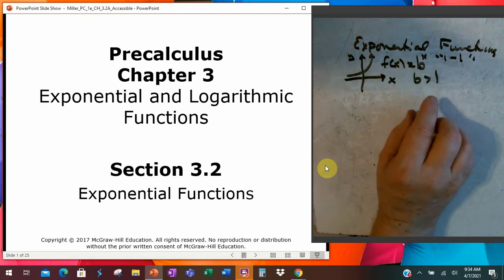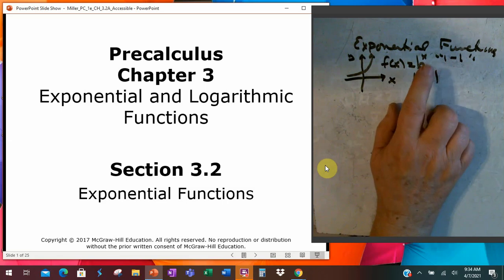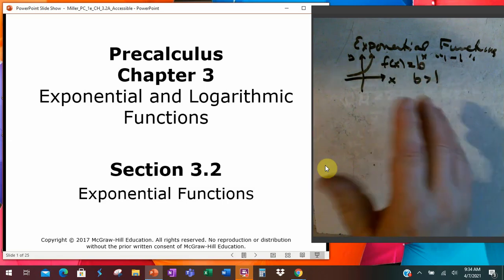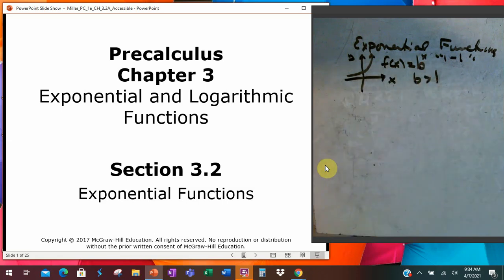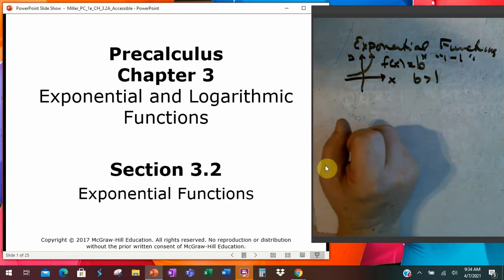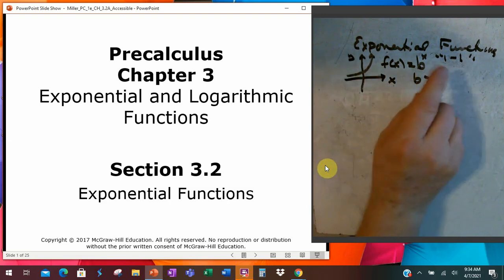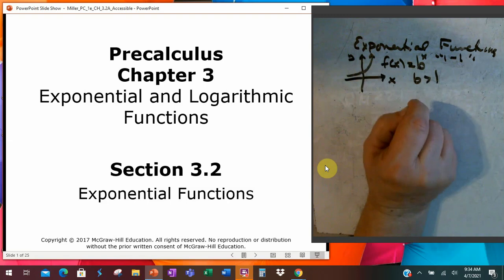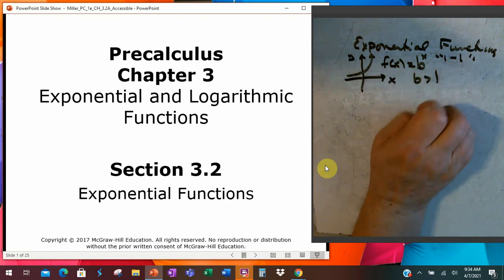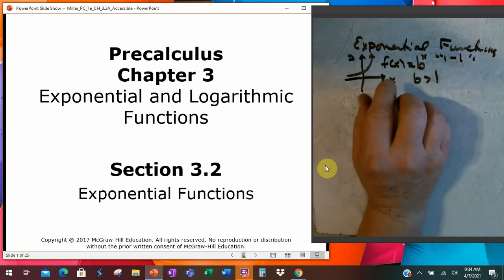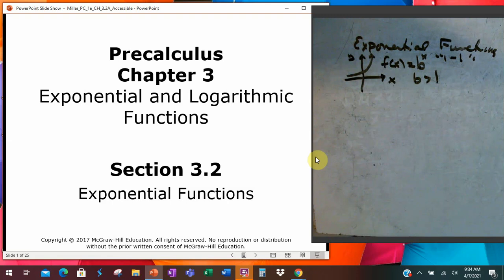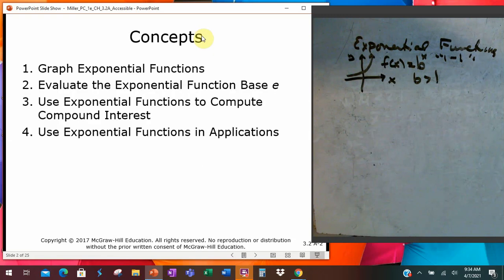So we're going to look at like 2 to the 1, 2 squared, 2 cubed, and then see what this thing looks like. Turns out it's a function, so it passed the vertical line test. And as we go forward, we'll see that it's 1 to 1. It passes the horizontal line test. Sounds like it's got an inverse, and that'll be the log function. Okay, so let's get started.